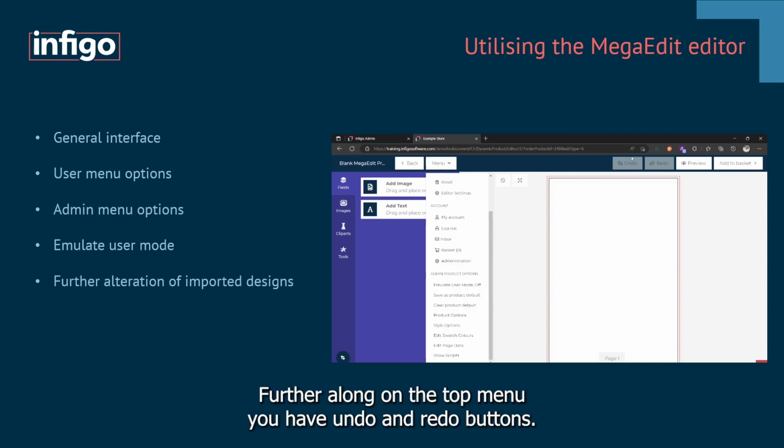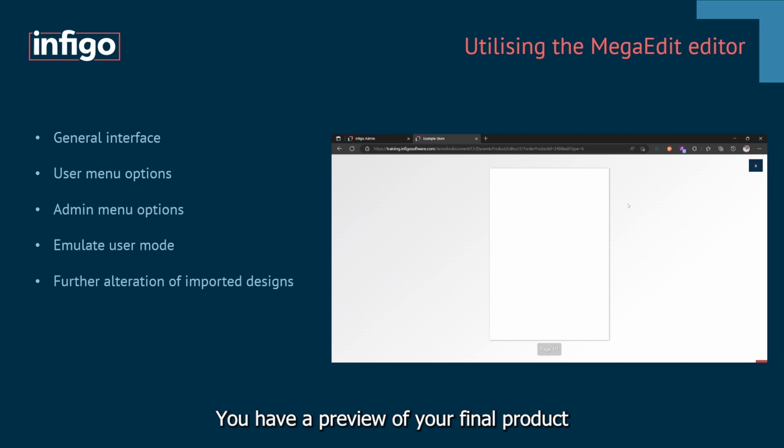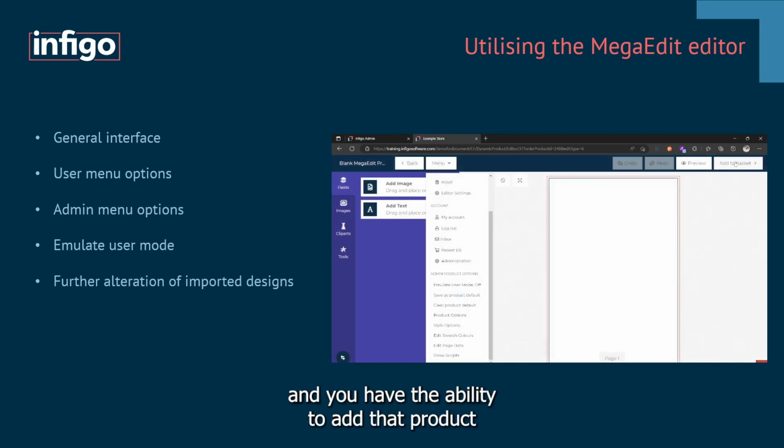Further along on the top menu, you have Undo and Redo buttons. You have a preview of your final product. And you have the ability to add that product to your basket.